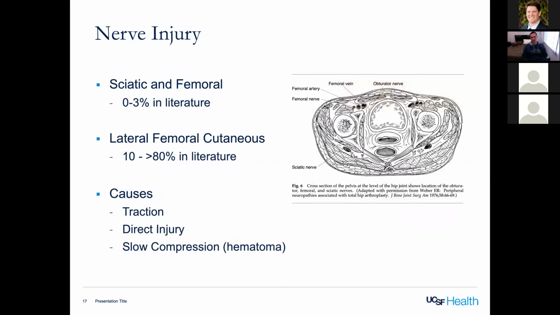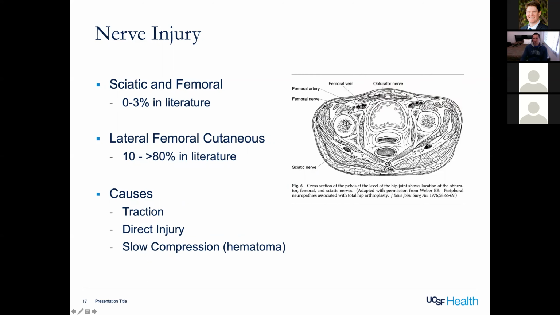All right, let's move on to nerve injury. Nerve injury in the literature, in terms of sciatic and femoral, is quoted as somewhere between 0 and 3%. I always find it amusing when any study quotes 0%, but that's just me. We'll touch briefly on lateral femoral cutaneous nerve injury. Depending on which study you read, it's somewhere between 10 to over 80% in the literature. I think that just depends on the sensitivity of how they're asking the questions or doing the study.